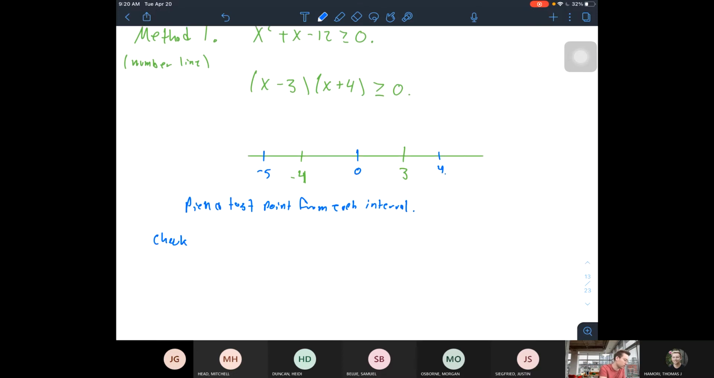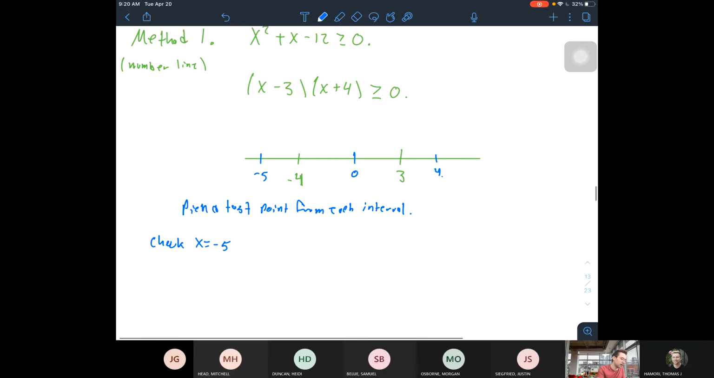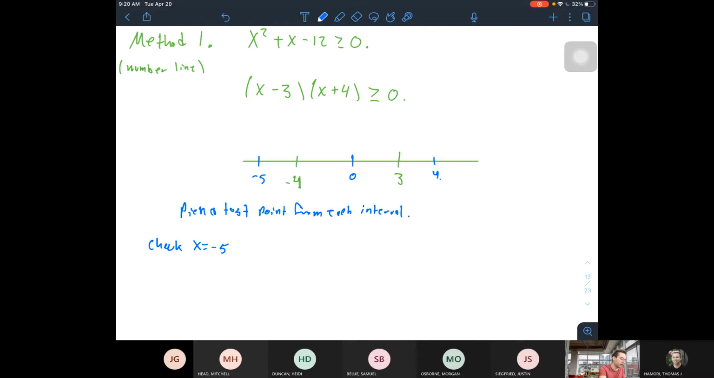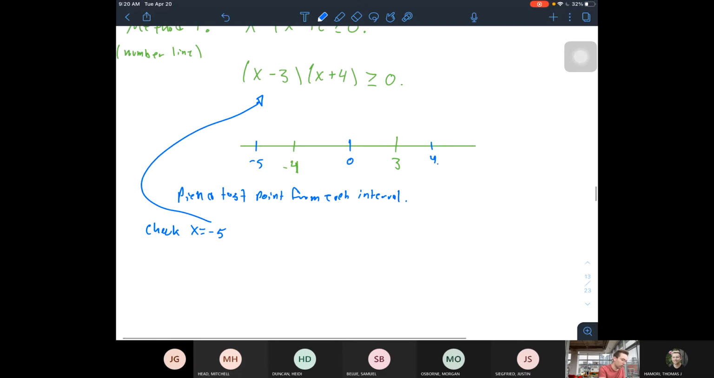Check x equals negative 5. I plug it into the function. I'm just going to plug it into the factored function. So negative 5 minus 3 is negative 8, times negative 5 plus 4 is negative 1, equals 8, which is larger than or equal to 0. So this region is good.